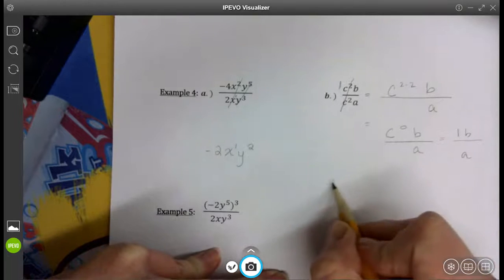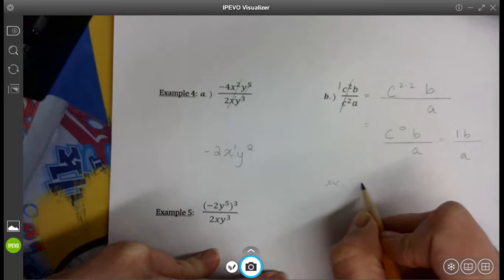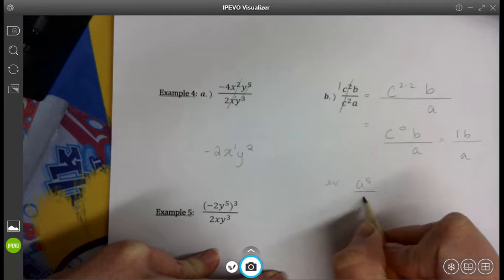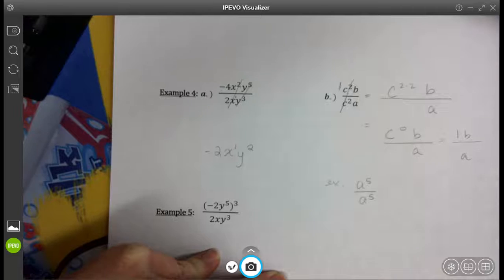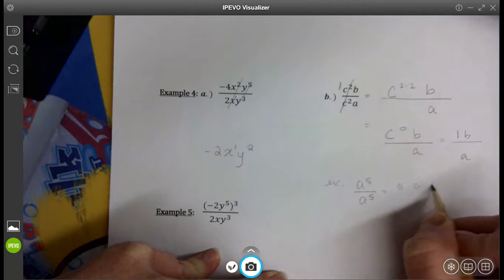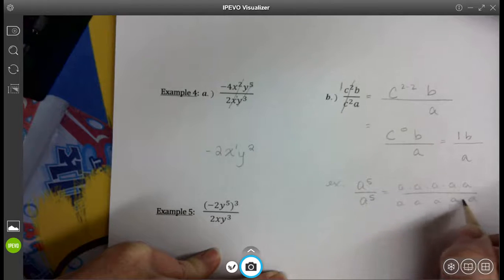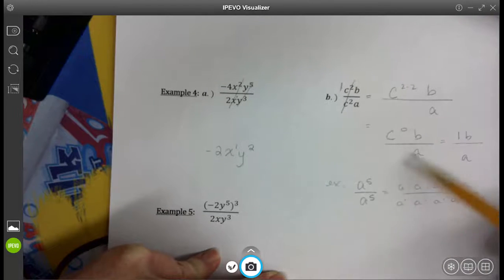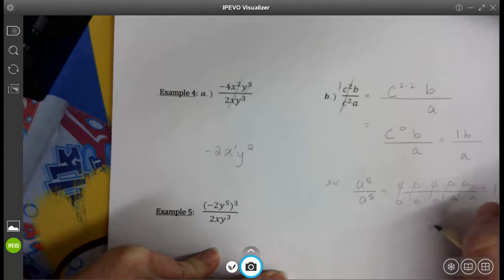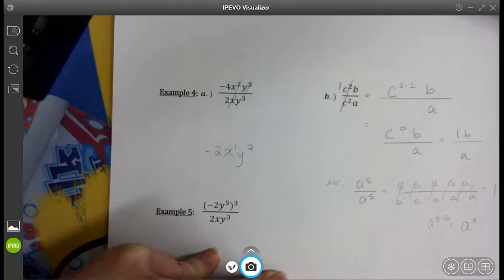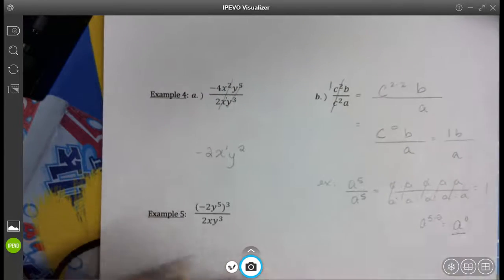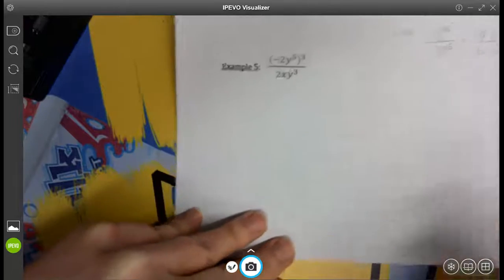Here's another example. What if we had a to the 5th divided by a to the 5th? Well, everything divided by itself is 1. So a to the 5 minus 5, which is a to the 0, is just 1. Anything to the 0 power is 1, unless the base is 0. Anything to the 0 power is 1. All right, let's try this one.